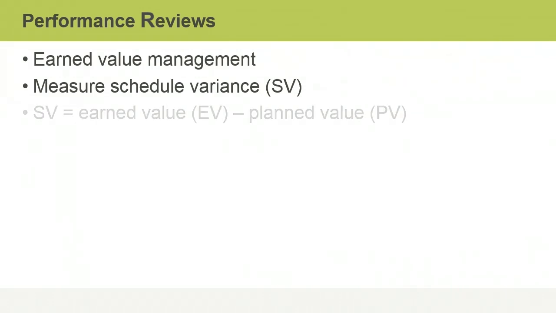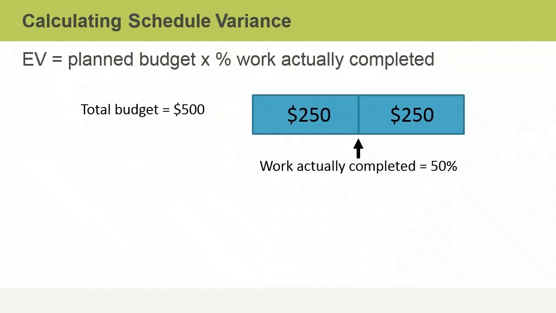Variance is the difference between the project's earned value and planned value at any point in the project. You calculate it using the formula schedule variance equals earned value minus planned value. You calculate the earned value for each activity by multiplying its approved budget by the percentage of work actually completed on the activity up to the current date. So if an activity valued at $500 is 50% complete, the earned value for this activity is $250. If an activity is 100% complete, its earned value is its full budgeted value.